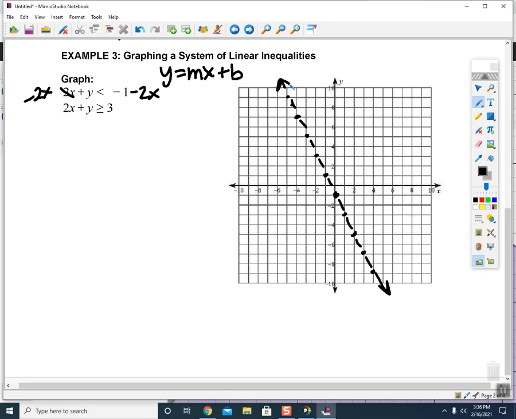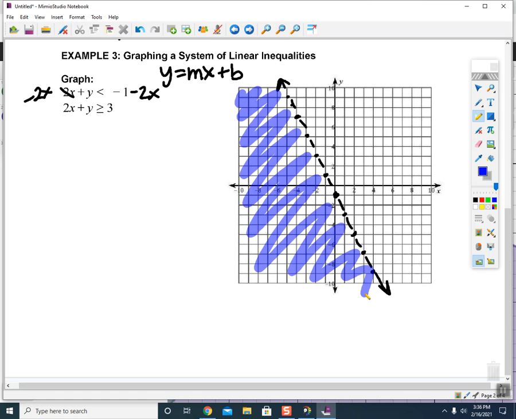Y is less than that, so that means that I need to take my highlighter. Y is getting smaller, so it's going to happen down here. So then I'll do the same thing with this next one. Again, I'm going to subtract 2x from both sides. So now I have y is greater than or equal to 3 minus 2x. So my y-intercept's at 3. My slope is negative 2, so we're going to go down 2 to the right 1 again.